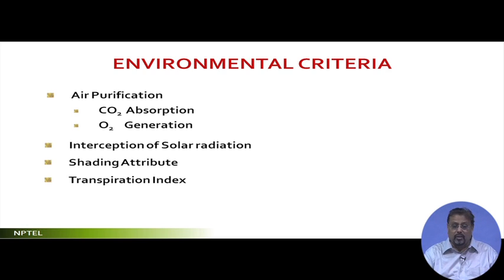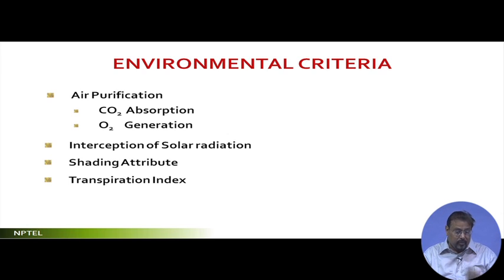Then comes the transpiration index. You are very much aware that the tree takes water through the roots from the soil below the surface, and that water passes through the tissues and the xylem and ultimately goes to the leaf, and the leaf transpires. So basically it is a circulation of water, the whole hydrological cycle through the tree. What we are concerned about environmentally is the transpiration, that is, how much water is going to be transpired by the leaves of that particular tree.